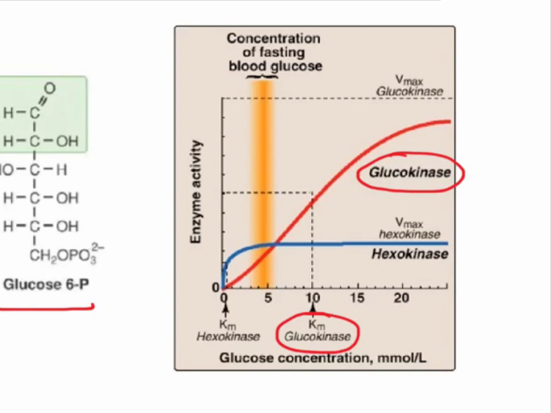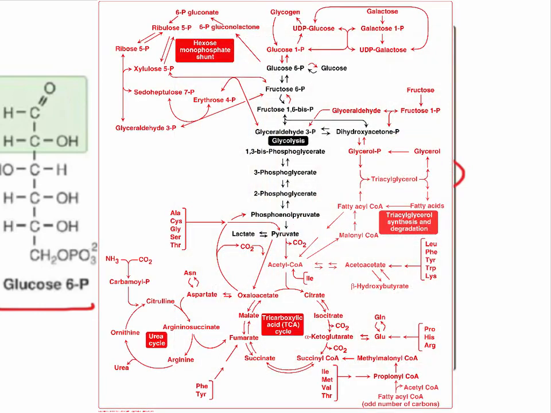So this allows glucose to be actively phosphorylated whenever the level of glucose in the blood and in the liver is high, and it slows phosphorylation when the level of glucose in the blood is low. And this is important because in the liver, glucose needs to be released into the bloodstream.